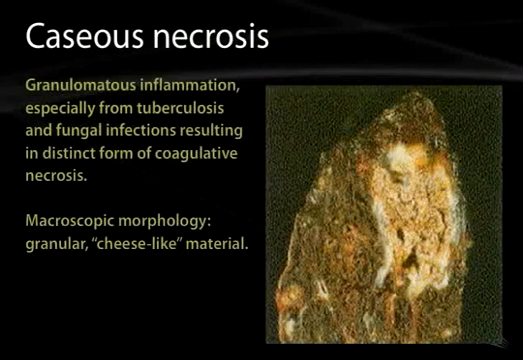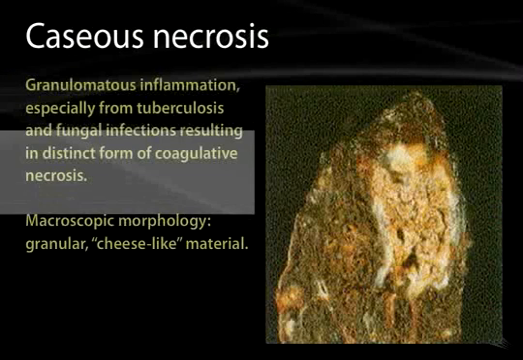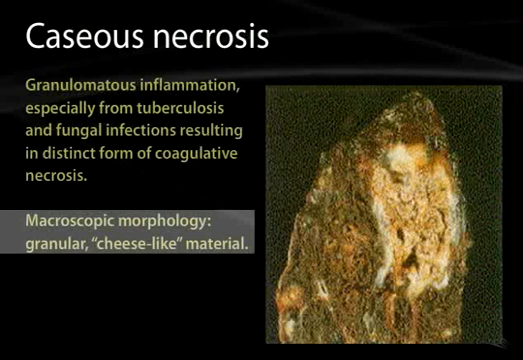A third type of necrosis is what we call caseous necrosis. Caseous necrosis is caused by a particular type of inflammation that we refer to as granulomatous inflammation. And granulomatous inflammation, at least the kind that causes caseous necrosis, is most typically caused by mycobacterial and fungal infections. And it causes a distinct form of coagulative necrosis. What you see macroscopically in this is a granular, cheesy consistency material, as seen in the picture on the right.